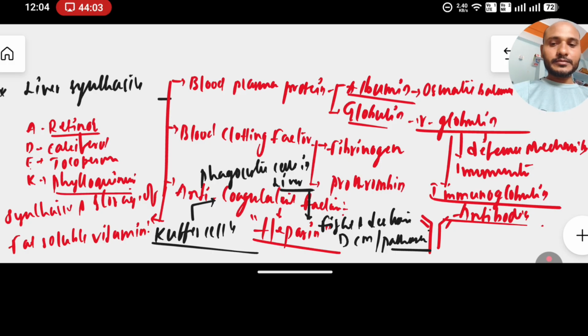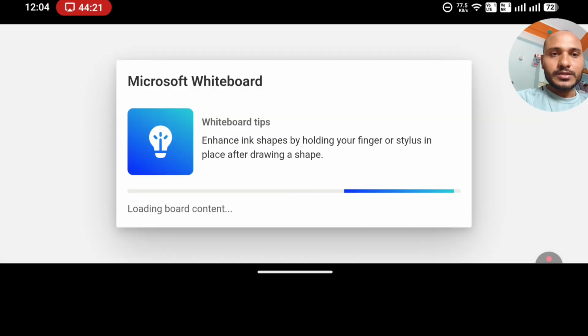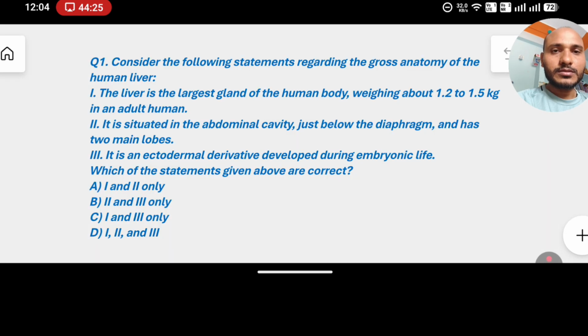Now it's time for a self test. I have given three highly important NCERT based multi statement questions on the screen for you. Think about the concept here. This is the first MCQ. Consider the following statements regarding the gross anatomy of the human liver. Four options are there. Which of the statements given above are correct?